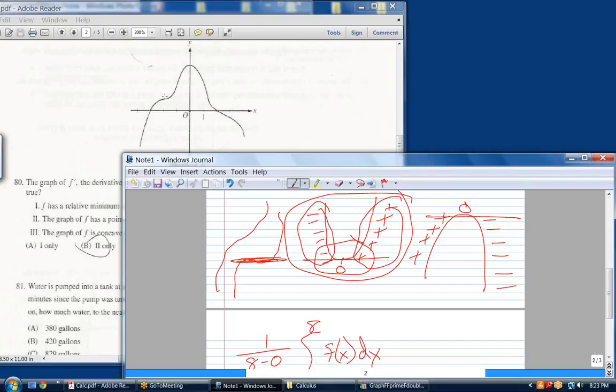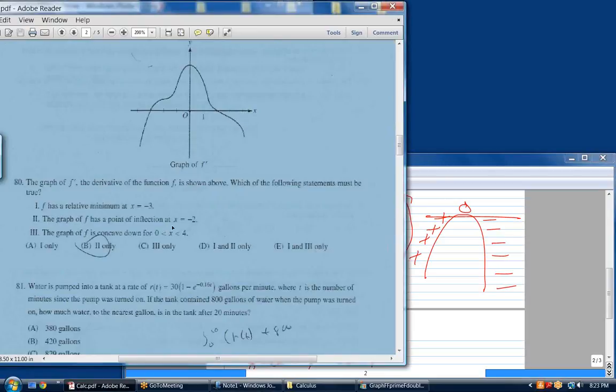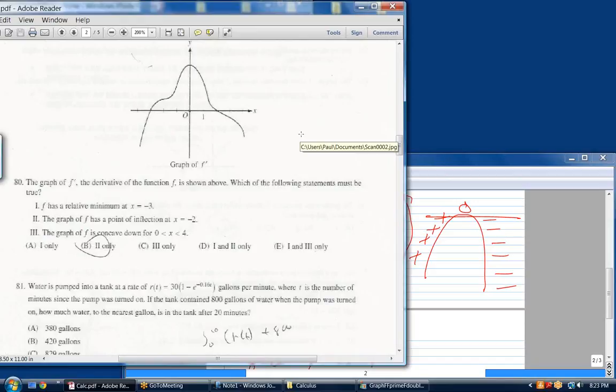There's certainly an inflection point there in the first derivative curve. In other words, we're going from concave down to concave up, and that's the point that kind of separates them. So if the original function looked like this, I would say, yes, that's an inflection point. But this appears to be an inflection point of the first derivative. And I don't think we can say that the function f has a point of inflection there. So I'm going to say no to 2.